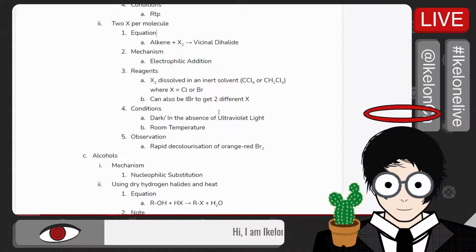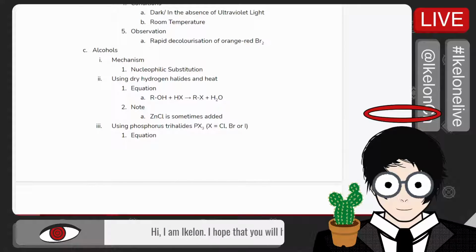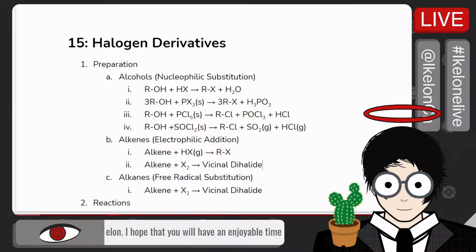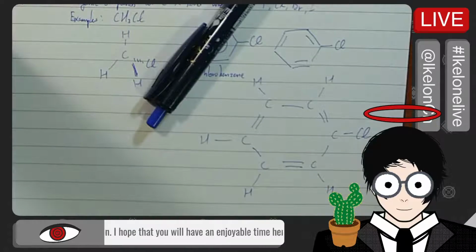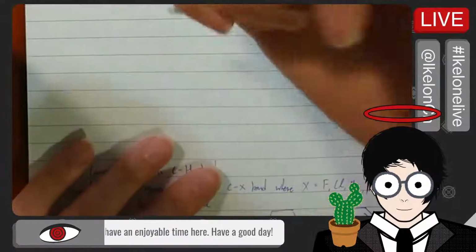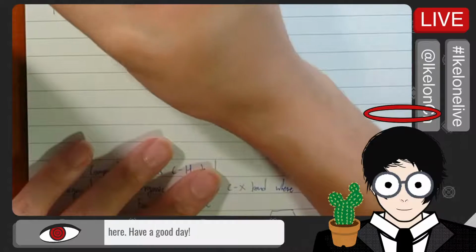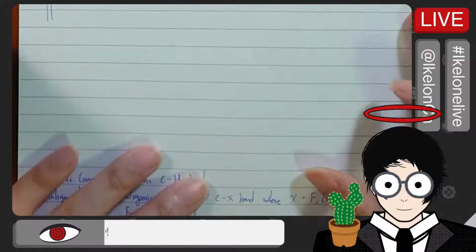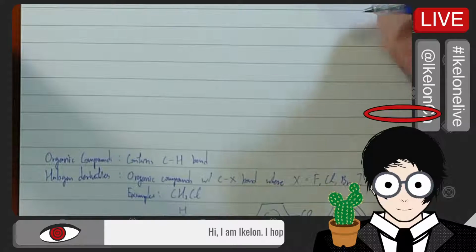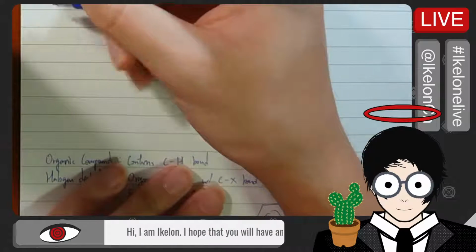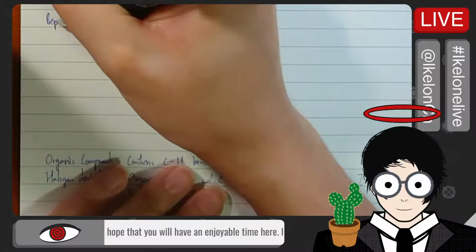This is alcohol, right? Let's go to alcohol. Let me go to my notes and check it a little bit. It's right here. Okay. So, I guess I'll draw it out for you guys to see. Let me move it so I have some space here. Okay. So, preparation.